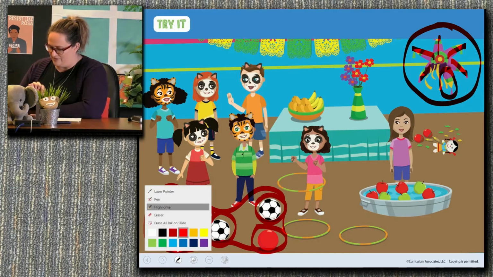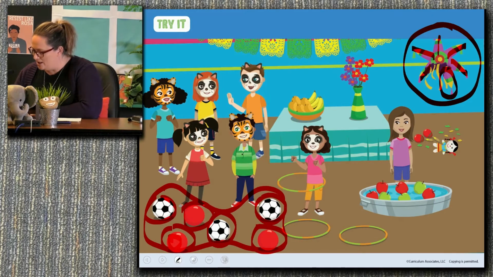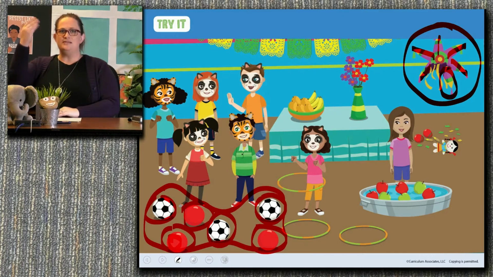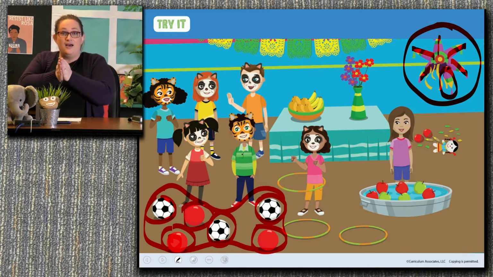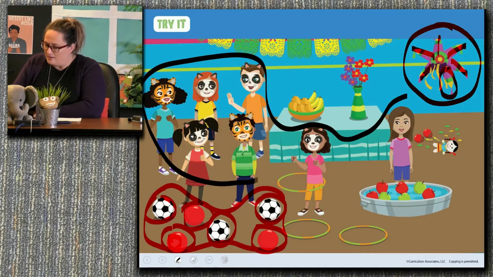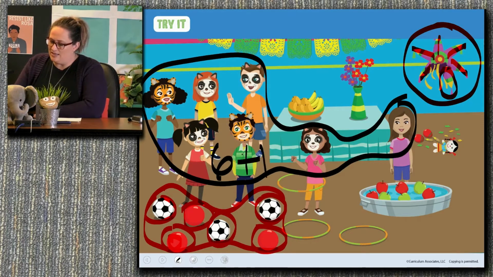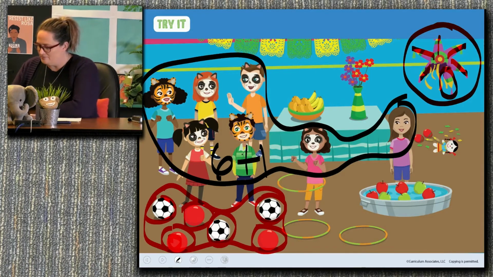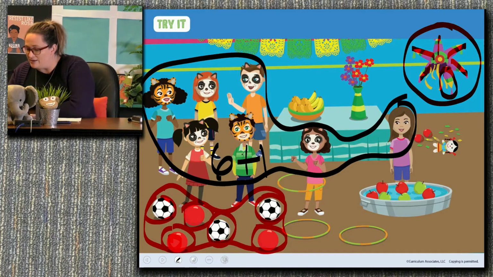Okay, let's see if we can find a group of 7. I'm going to do it in black this time. Okay, we're looking for 7. Do you see something that makes 7? Oh, there's kids wearing masks. How many kids are dressed like animals? 6 are dressed like animals, and 1 is not. 6 and 1 makes 7. 6 and 1 more is 7. Look, we found a group of 7. Okay, let's see if we can find another group of 7.